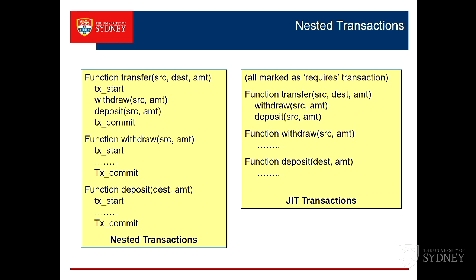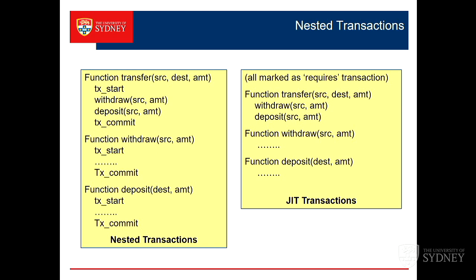withdraw, it's a transaction in its own right. Piece of code deposit, transaction in its own right. And we've got another piece of code which is transfer, which is a transaction. So the transfer transaction is calling on the withdraw transaction and the deposit transaction. So they're nested transactions.